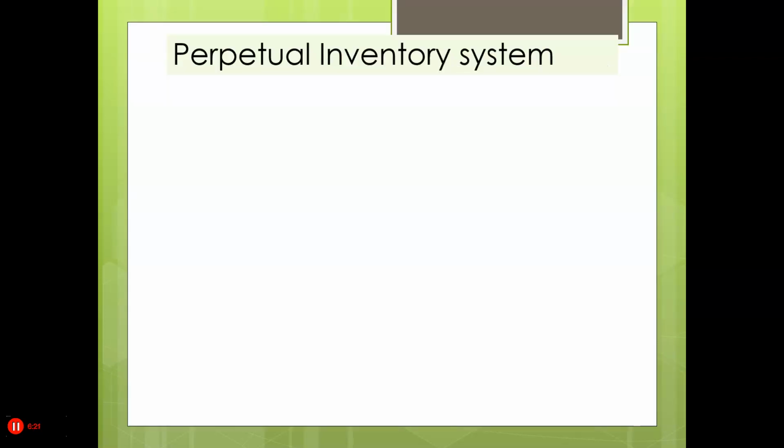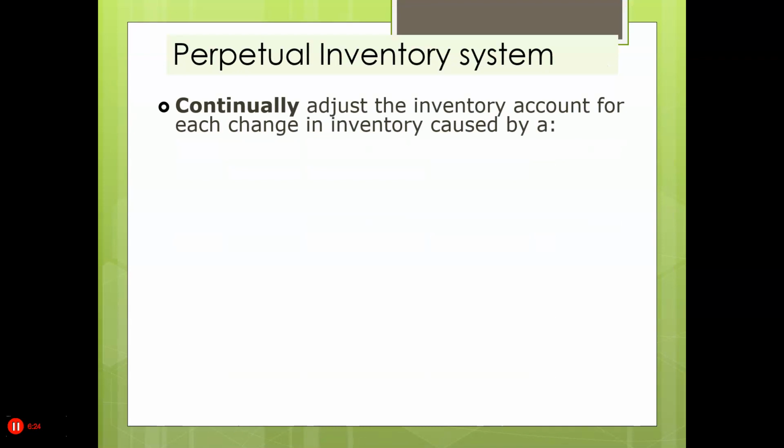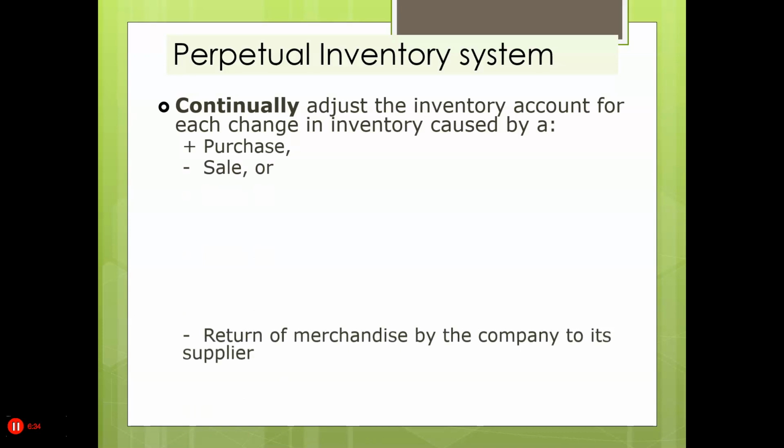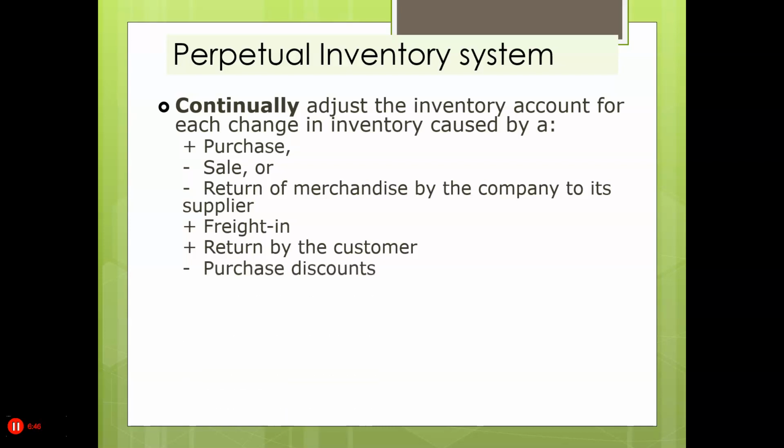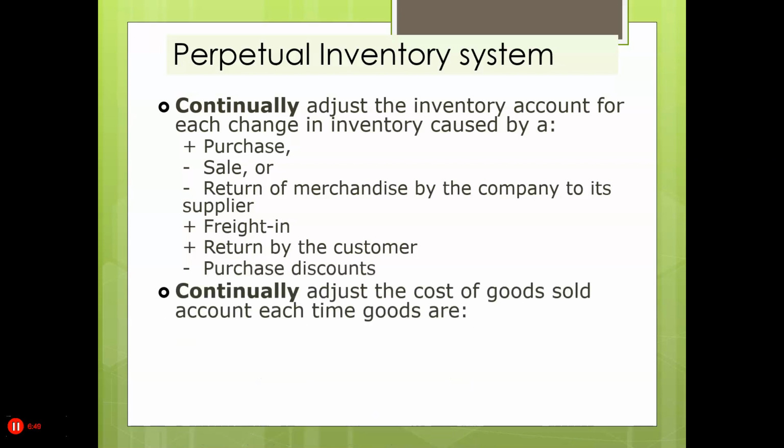Now what about Perpetual? Perpetual, we have a continual adjustment. We're going to adjust the inventory for every time we make a sale. So we're going to add purchases minus sales minus return of merchandise plus freight plus return by customer. Now these are all adjustments to the inventory account. They do not have separate accounts, minus any purchase discount. So we're continually adjusting the cost of goods sold account each time goods are sold, returned.